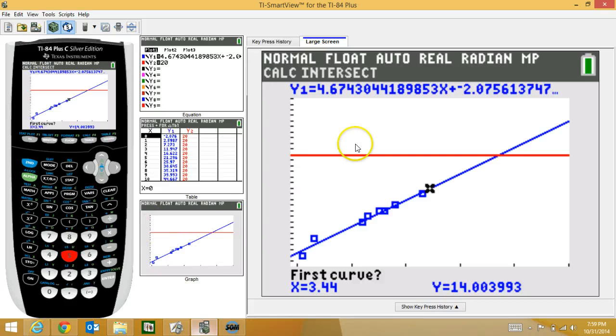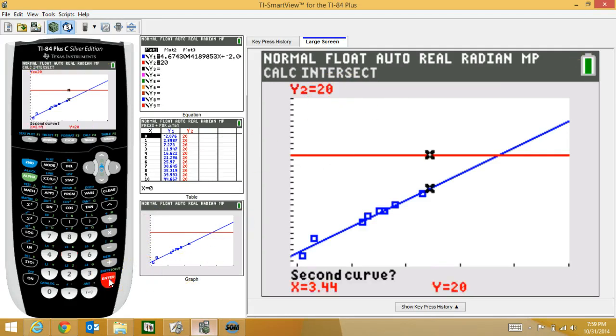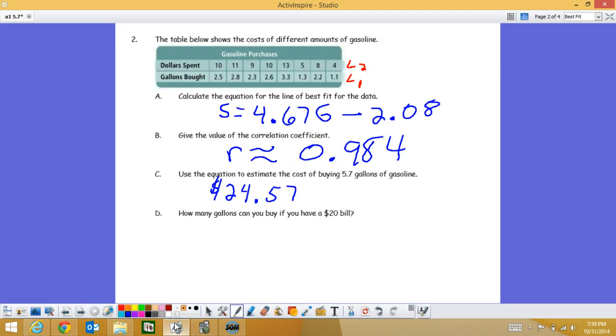And it's going to ask first curve, y sub 1, yes. Second curve, y sub 2, yes. And that's going to ask you for a guess, but that doesn't matter. The calculator automatically snaps to that intersection. And if you have a $20 bill, you can purchase about 4.7 gallons of gasoline.